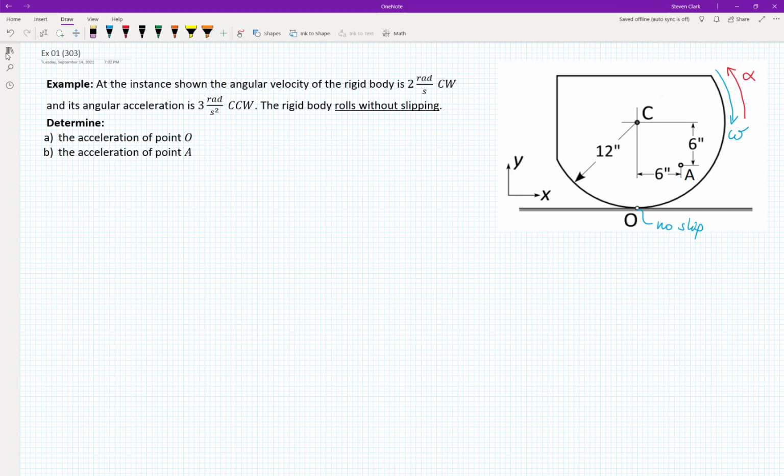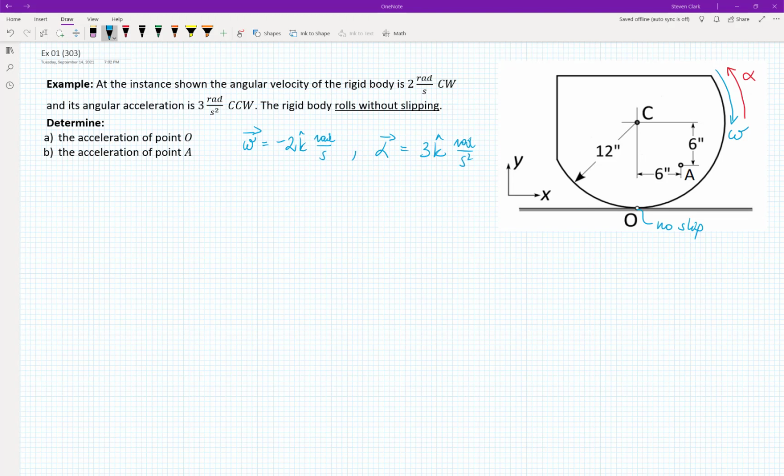Moreover, we know that omega and alpha of our body are the following. So our omega is 2 radians per second, and I think it rotates in a negative fashion, while our alpha rotates in a positive fashion, and it is equal to 3 radians per second squared. And they ask us to find the acceleration of point O and the acceleration of point A.